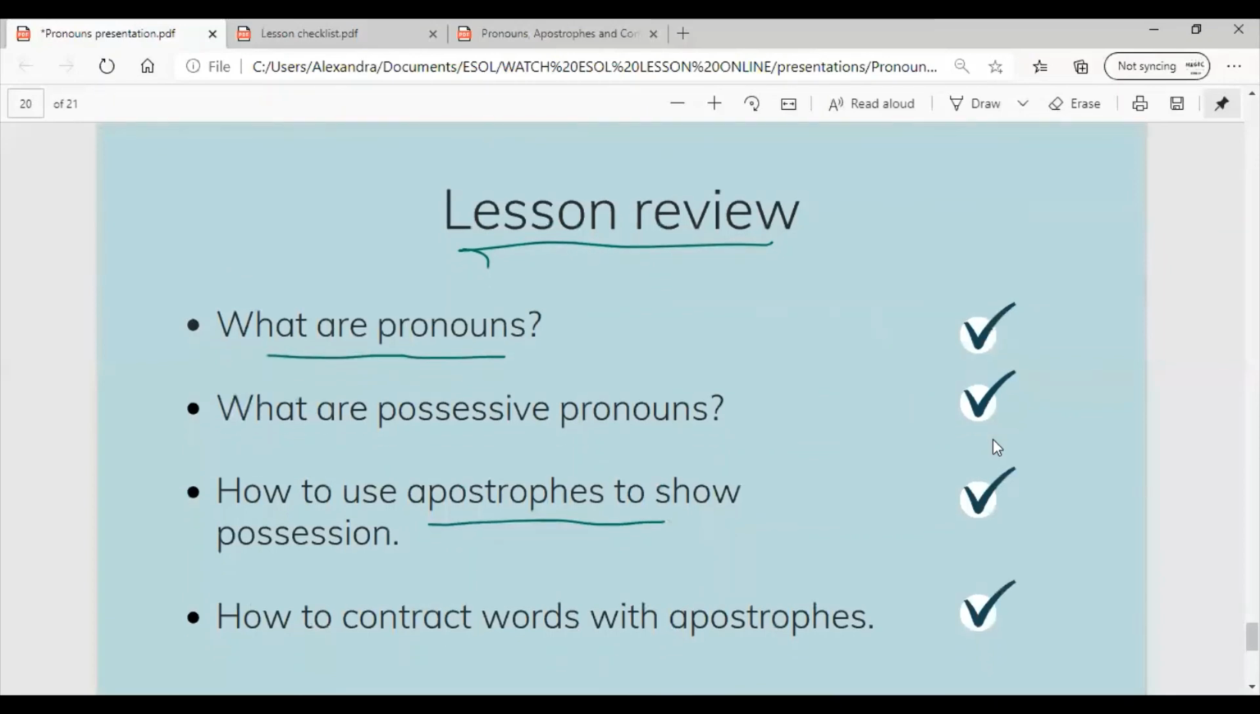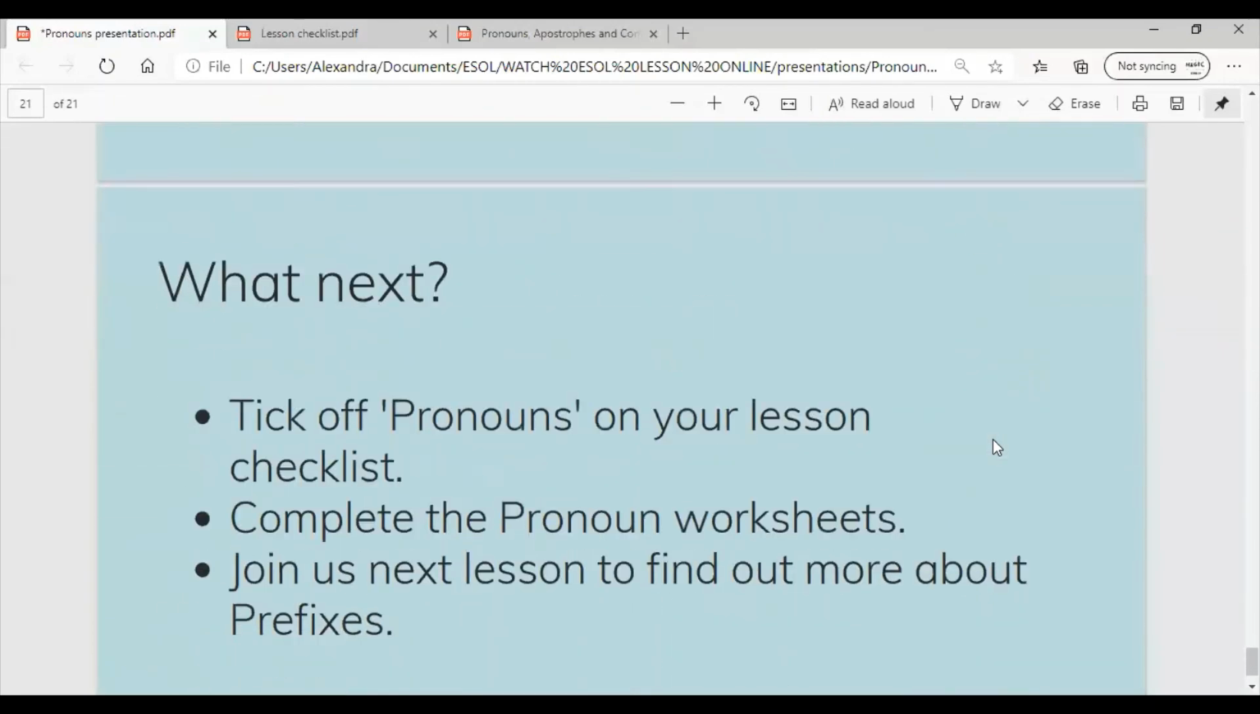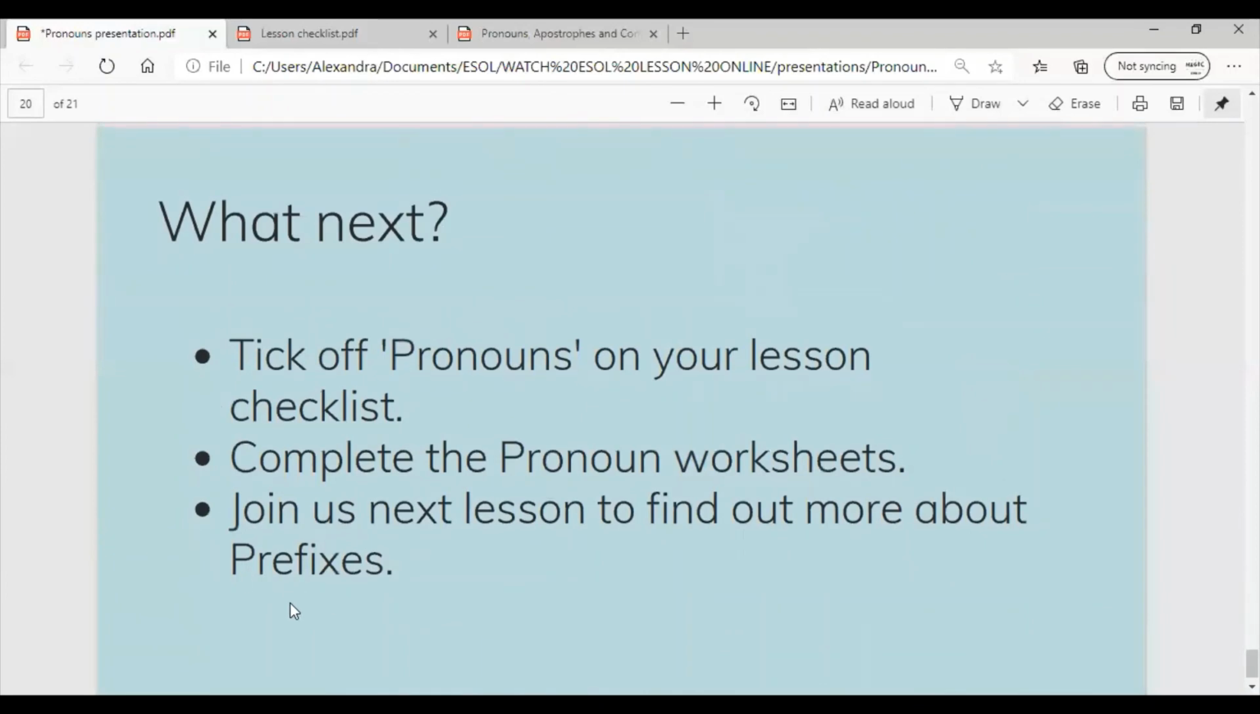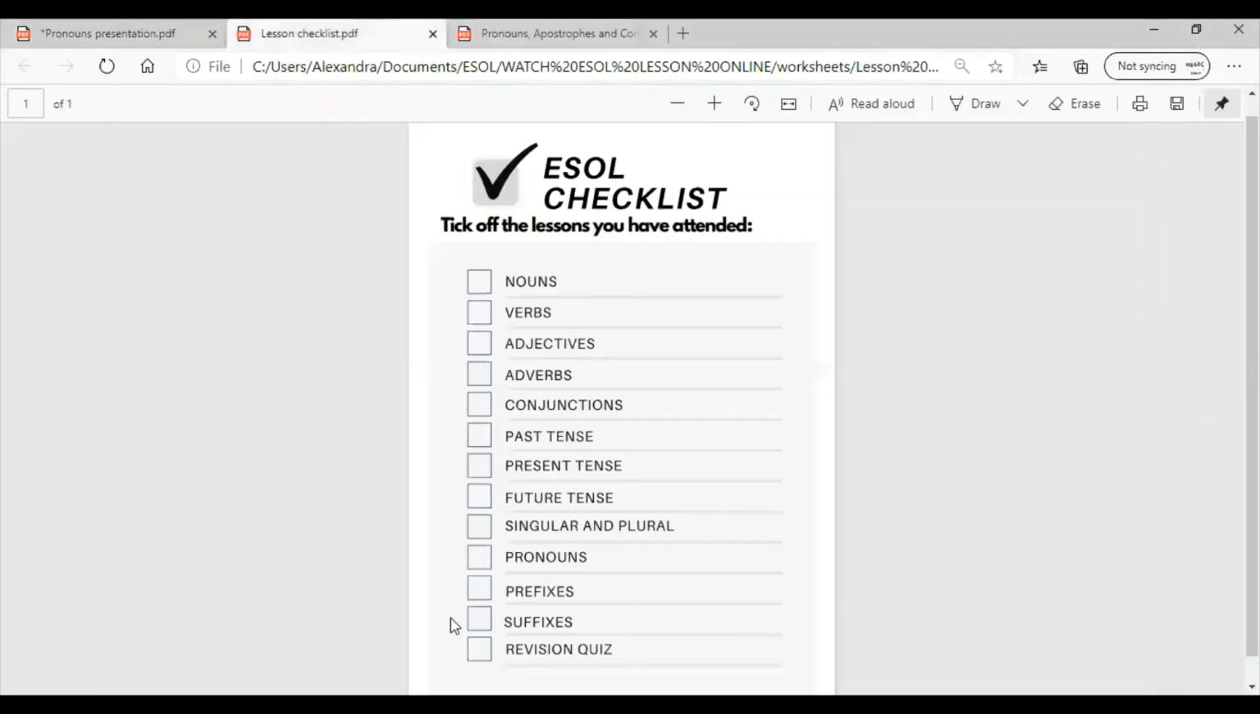So next Tuesday at 11, we're going to be looking at prefixes and suffixes. So do join us for that at 11 a.m. And then we will be having a revision quiz and going over everything on the Thursday at 11 a.m. So in the meantime, you can tick off pronouns on your checklist. Next week, we'll be looking at prefixes, suffixes, and doing a revision quiz.